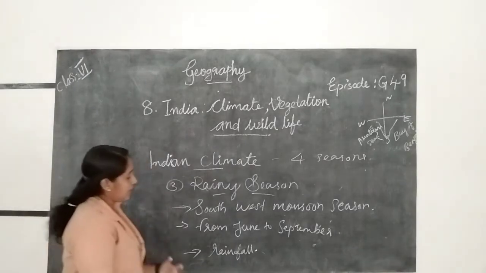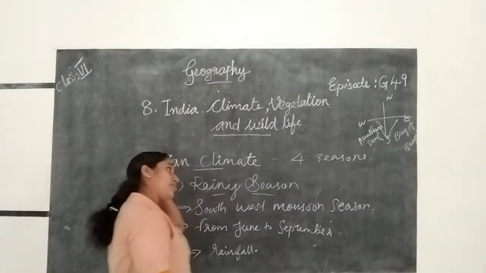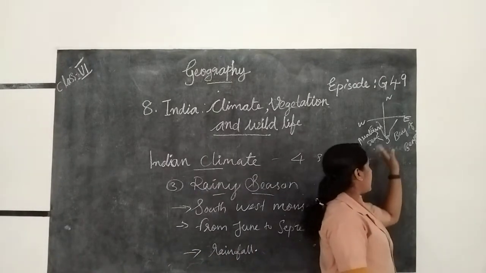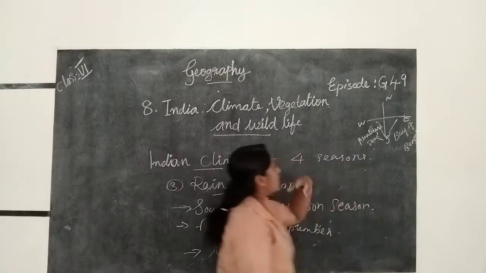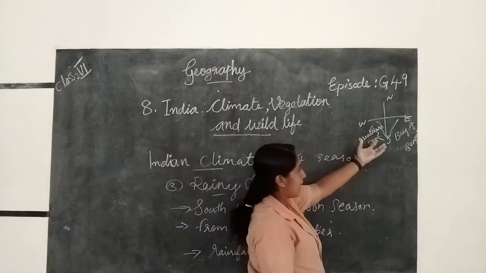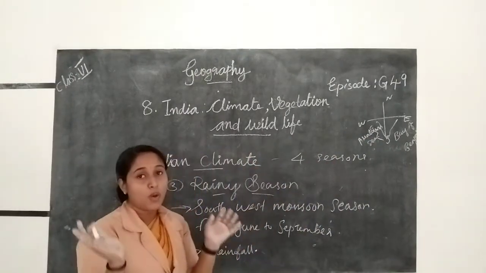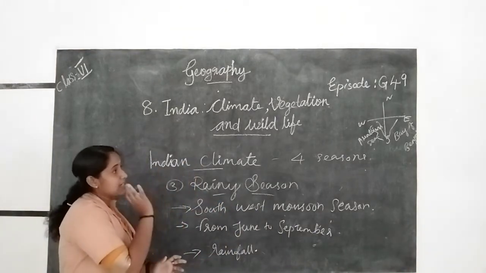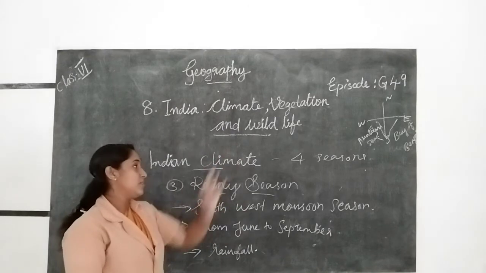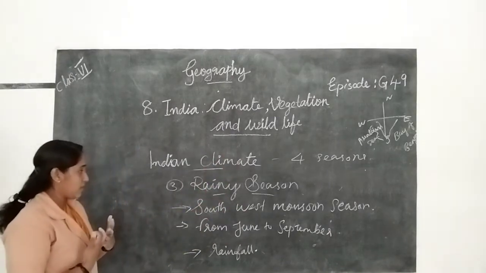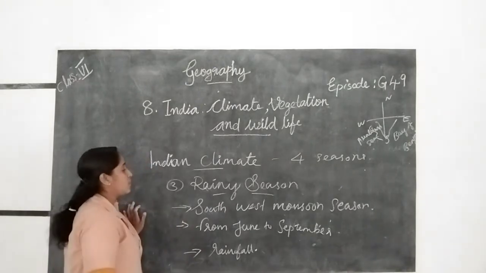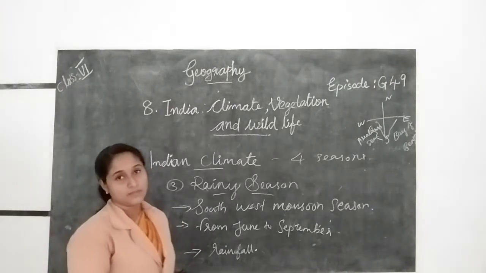So how do we get rainfall in this season? The winds coming from the Arabian Sea and Bay of Bengal blow towards the land, and this wind is blocked by mountains. Because of that, it creates rainfall in that region. So we have rainfall at that time, and we call it the rainy season.